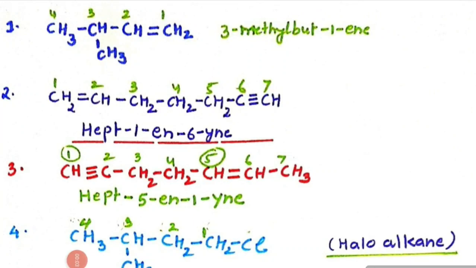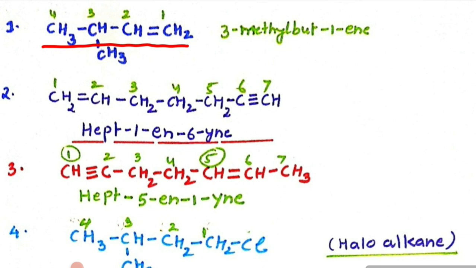Let us give the IUPAC name of some examples containing functional groups. Now, in the first example, there is a functional group known as alkene, and the suffix used for naming this functional group is "-ene". It is named in the form of a suffix. So, you have to select the longest chain including these two carbon atoms which are multiple bonded.